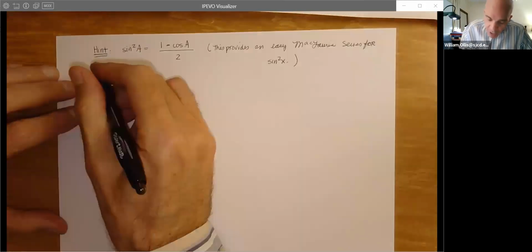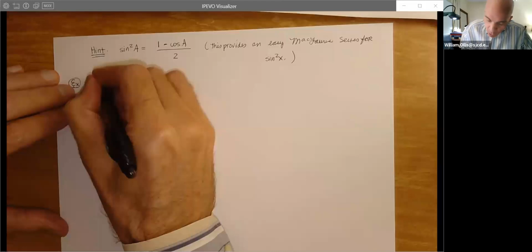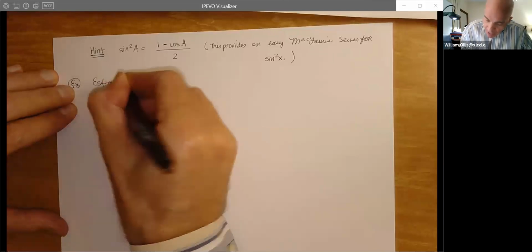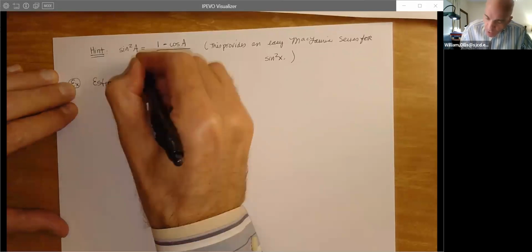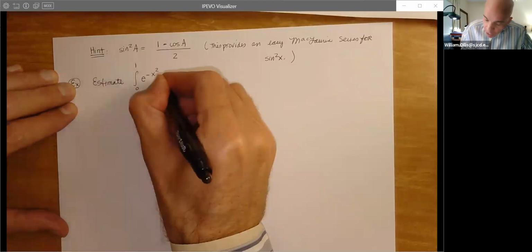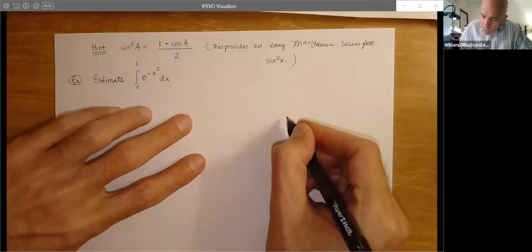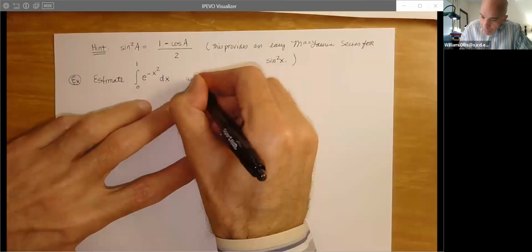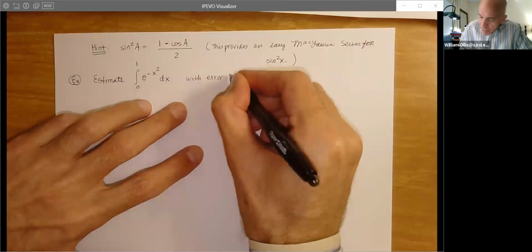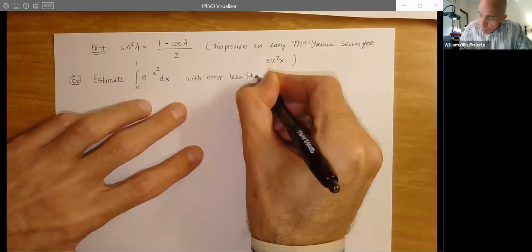So here's an example of what I just talked about. We want to estimate this integral. If you looked at this integral in Cal 1 or Cal 2, you'd say, oh, I'm cooked, I can't do this. That's not a standard integral. We'll say with error less than, say, 1/100.